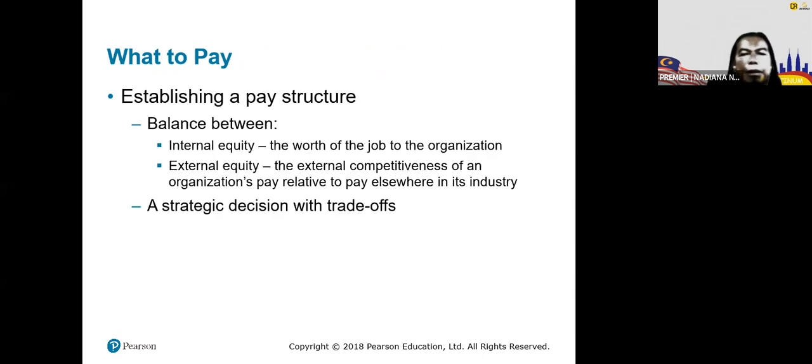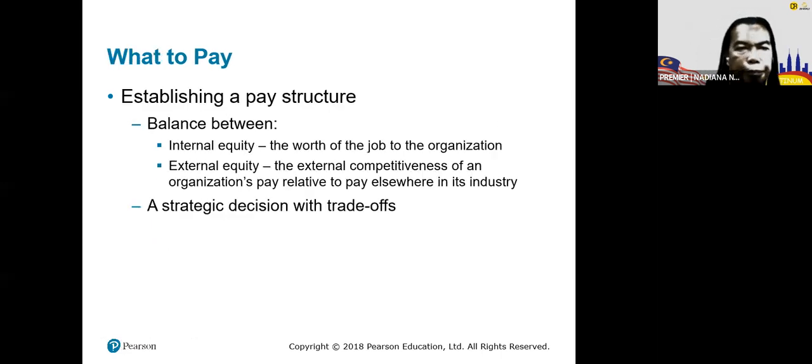What to pay? Establishing a pay structure, the balance between internal equity, that means the worth of the job to the organization, and external equity, the external competitiveness of the organization, pay relative to pay in each industry. Okay, that's one step. And then the strategy decision is a trade-off.